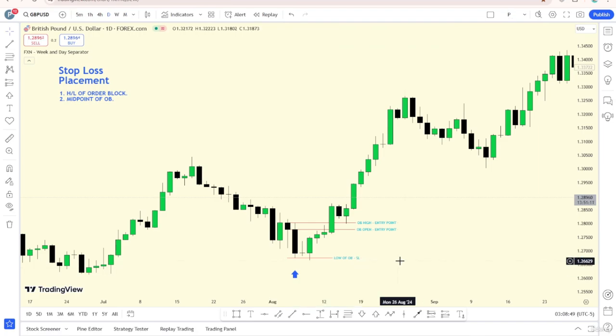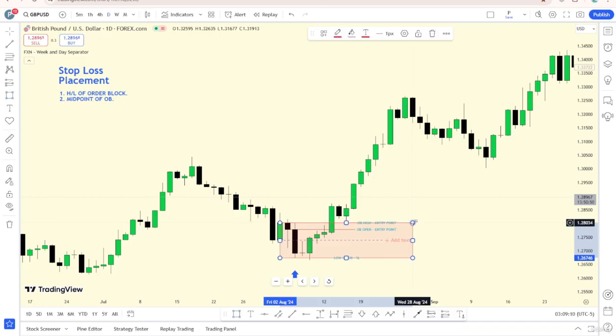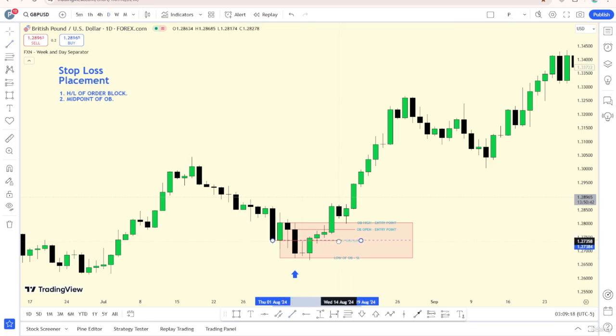Again, as we said, this is a conservative area where you can place your stop loss. Make sure that you are subtracting at least 2 to 3 pips below it. The more aggressive place you can place your stop loss is the midpoint of the order block. Once we have that on the entire order block's range, we can determine that midpoint right there. So that is our midpoint of the order block.